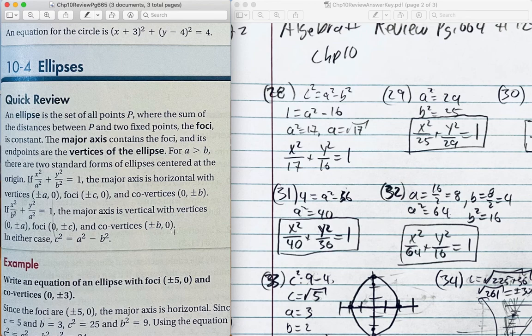Now if we have a vertical ellipse, the equation changes a little bit: x squared over b squared plus y squared over a squared equals 1. The major vertical axis vertices are going to be 0, plus or minus a, the foci 0, plus or minus c, and the co-vertices in this case are going to be plus or minus b, 0, so everything switches. And to find the foci, c squared equals a squared minus b squared.